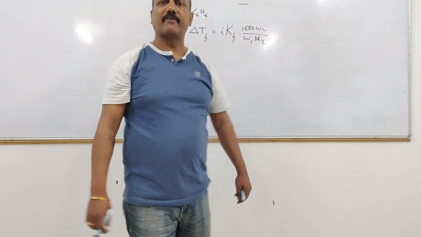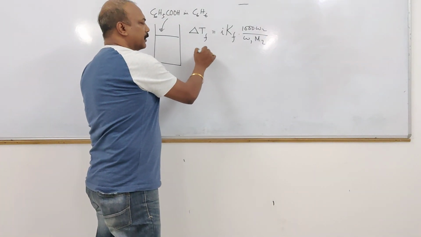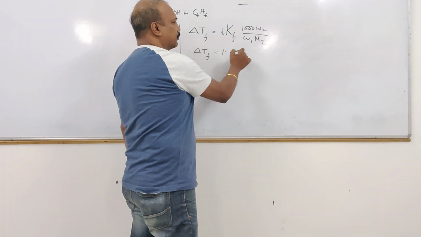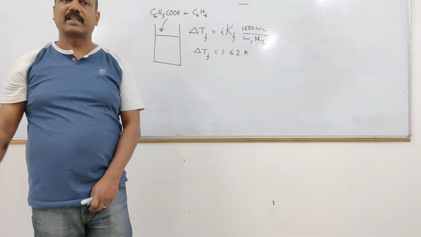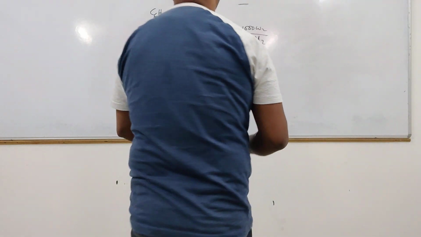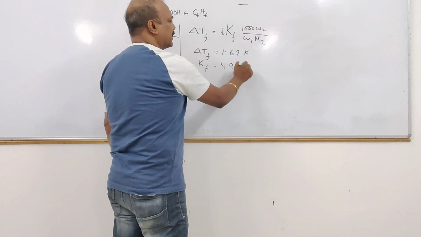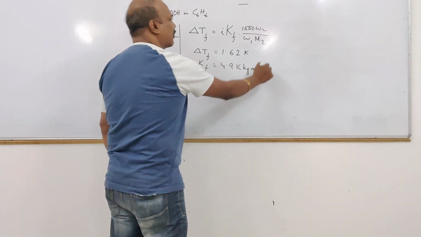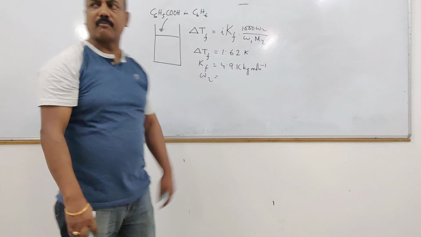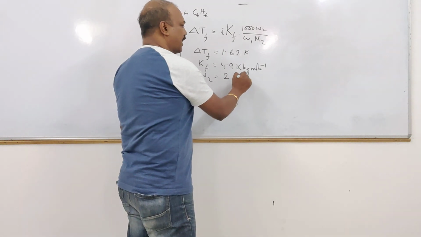Now keep on writing what is given. Delta Tf is given, 1.62 Kelvin, the depression of freezing point. Then Kf is given, 4.9 Kelvin kg mole inverse. We are not going to touch this because it is constant. W2, mass of solute, means mass of benzoic acid, is 2 gram. That's given in gram, absolutely fine.